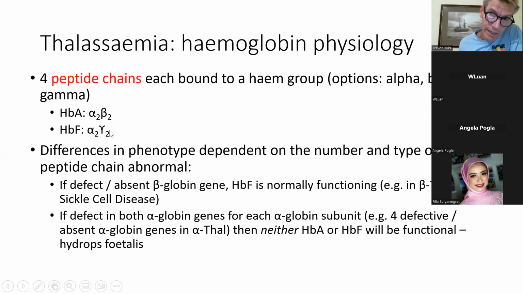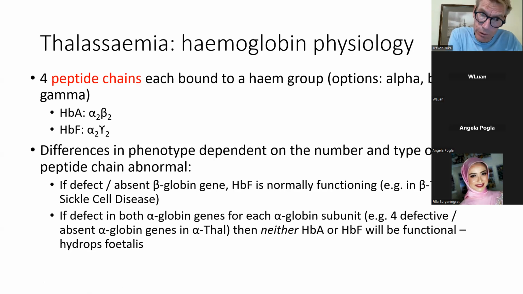thalassemia or beta thalassemia, you might rely more heavily on fetal hemoglobin. For example, if you've got beta thalassemia, you'll rely quite heavily on fetal hemoglobin. And there are ways in which that amount of fetal hemoglobin can now be manipulated to provide a higher level of hemoglobin. There are differences in the phenotype depending on whether it's alpha or beta, and depending on what number and type of the peptide chain is abnormal.